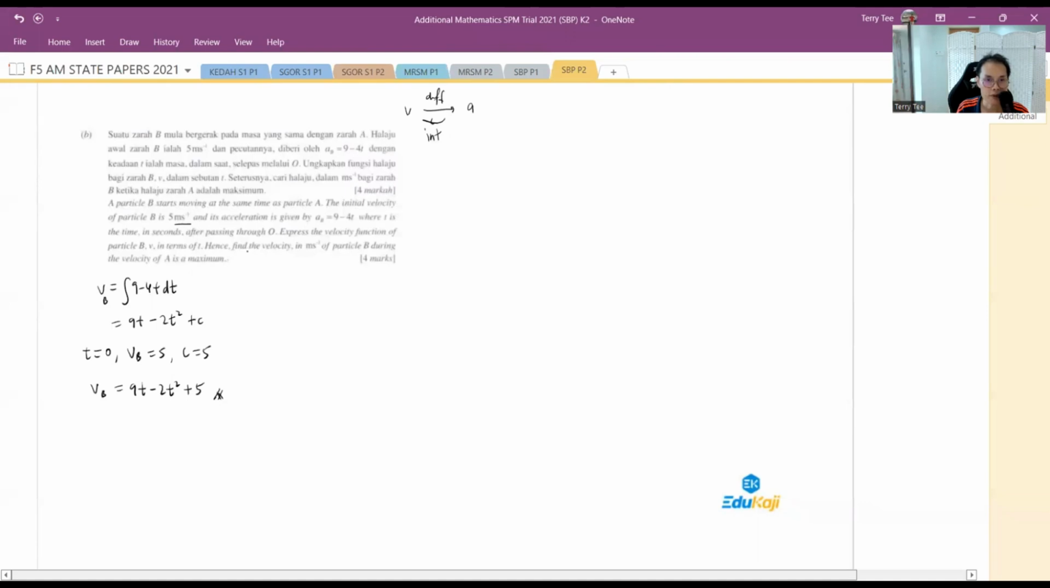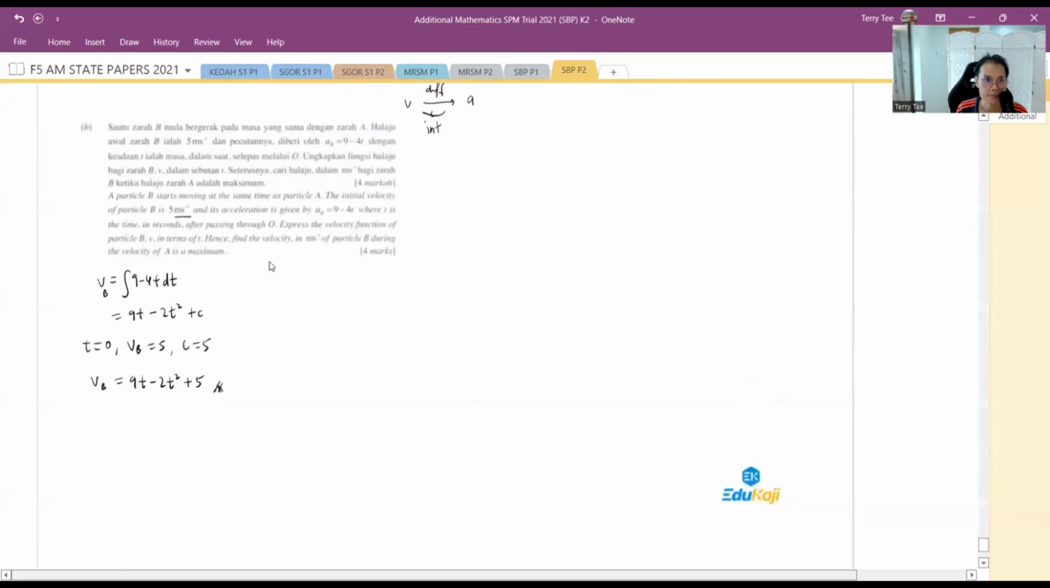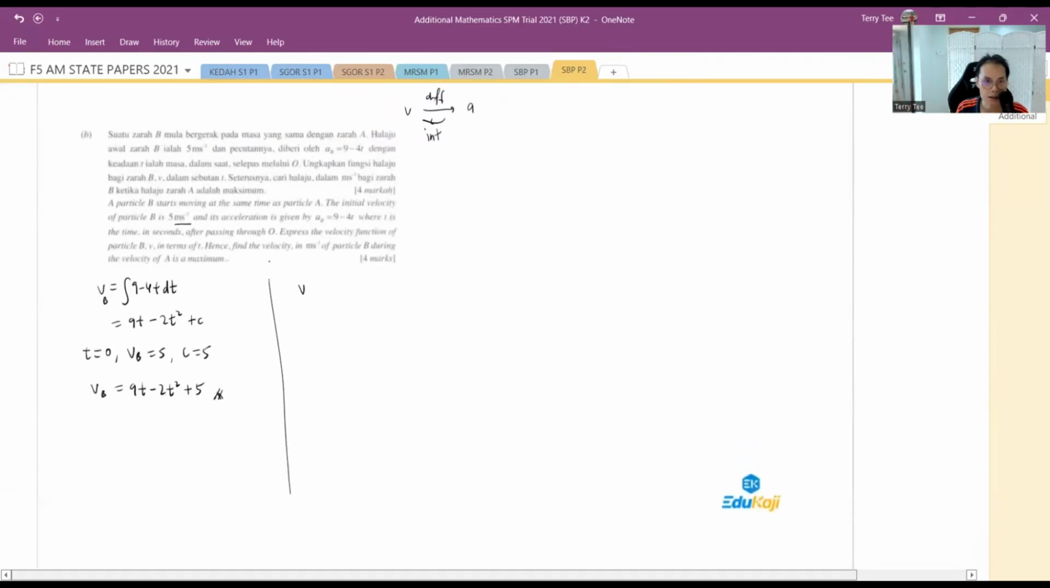Then find the velocity of particle B when the velocity of A is maximum. Okay, let's go back to the velocity of A. We already have the velocity function here, 6 plus 4t minus 2t squared. Maybe I write it down. Velocity of A is 6 plus 4t minus 2t squared. Velocity of A is maximum when your acceleration is 0. Remember, you reach a maximum velocity when the gradient of your velocity-time graph, which is acceleration, is 0.